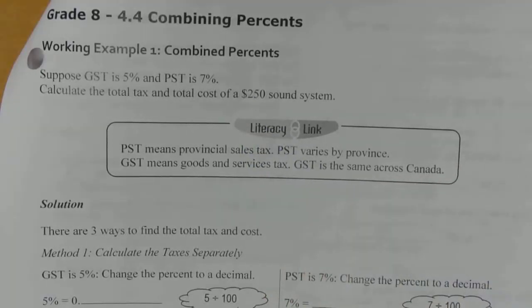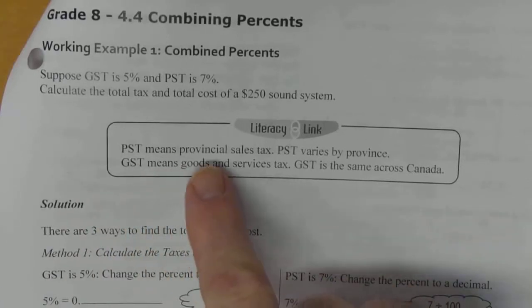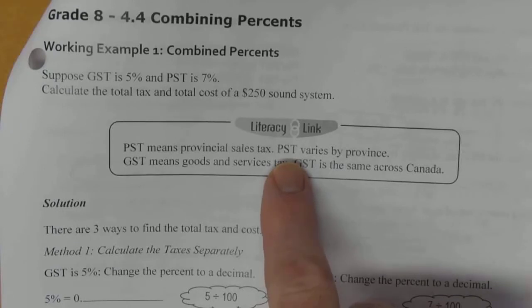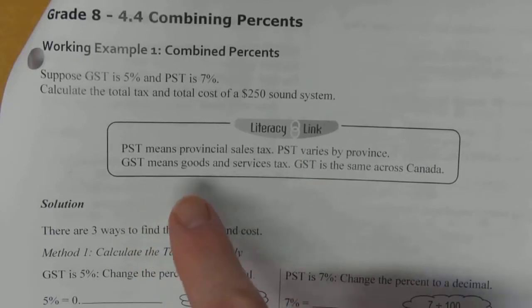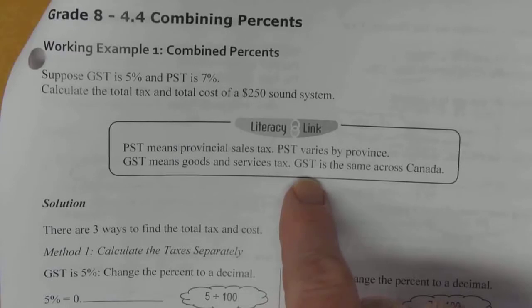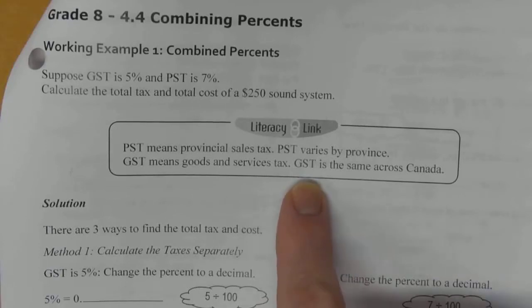So, let's look at some literacy information. PST stands for the provincial sales tax, and that percentage varies province by province. Alberta, I think, is the only one that has a 0% provincial sales tax. Everybody else is probably 5 or higher. GST is the goods and services tax, which we all pay, and that's the same across Canada, currently at 5%. It was as high as 7% at one point. You guys probably don't remember that though.